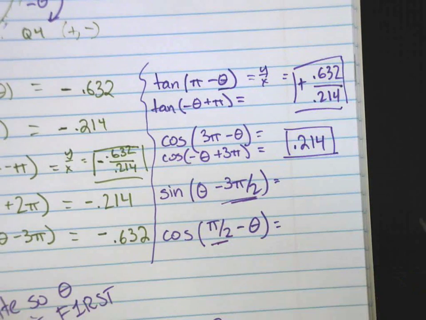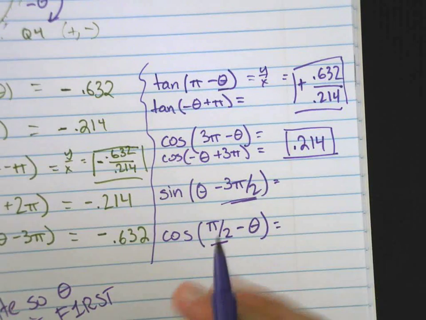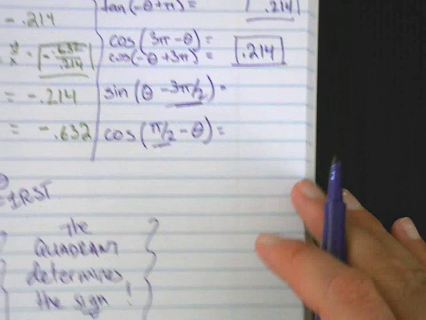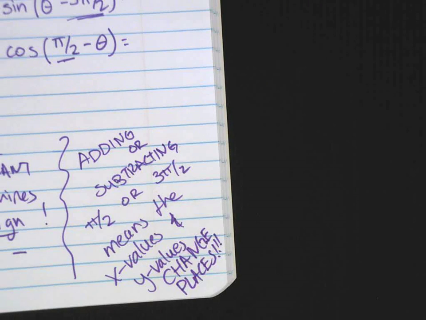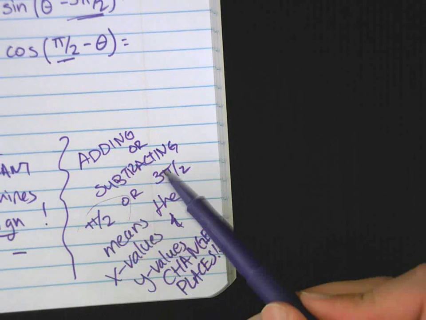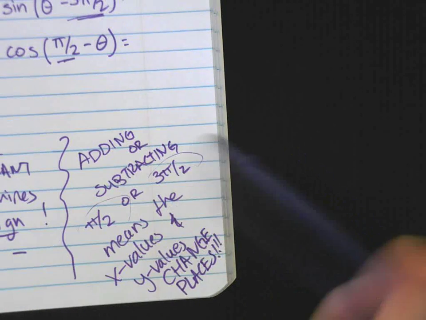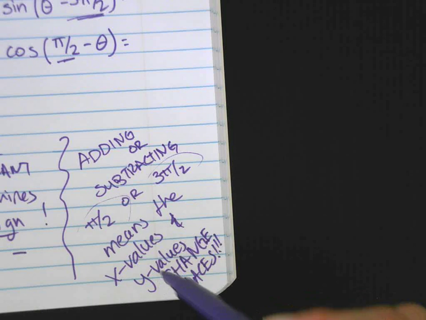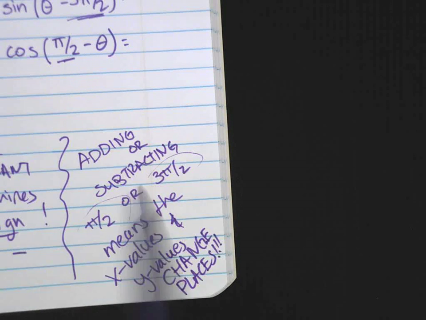Okay, so let's take that down as well. Adding or subtracting pi over 2 or 3 pi over 2 means the x values and the y values change places. Let's make sure we understand this in context to this problem. I did not see that happening on the quiz, and you guys have to remember that.